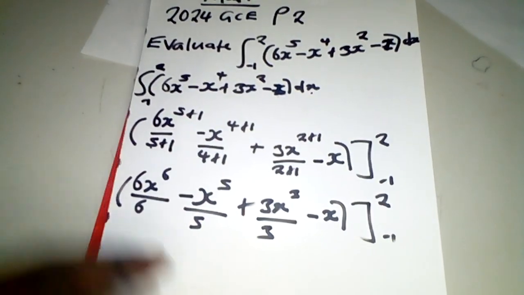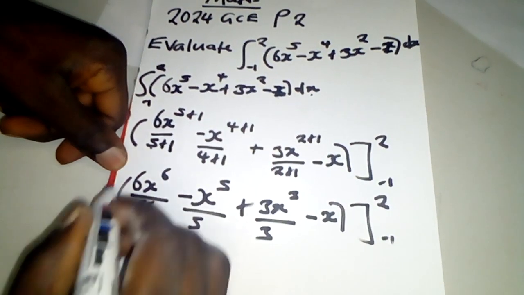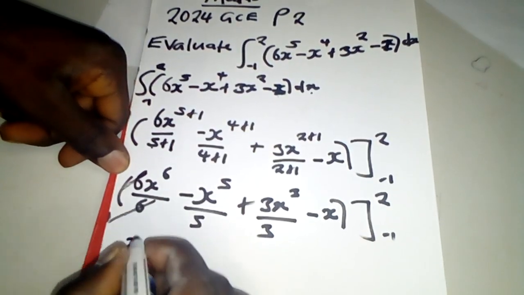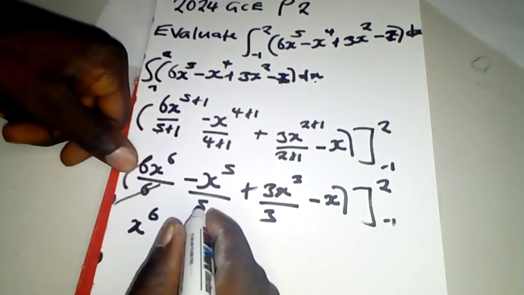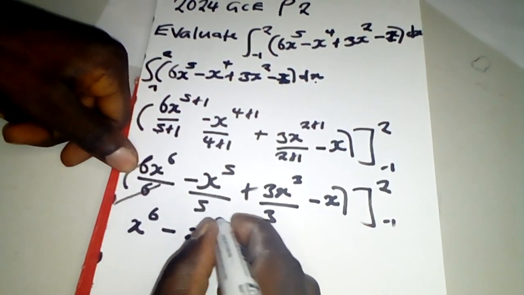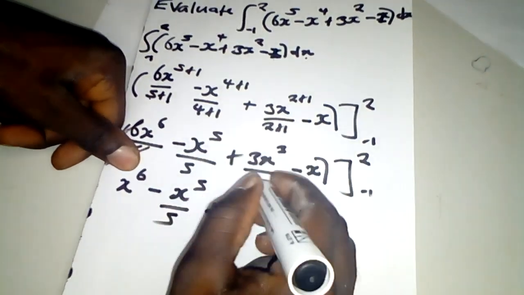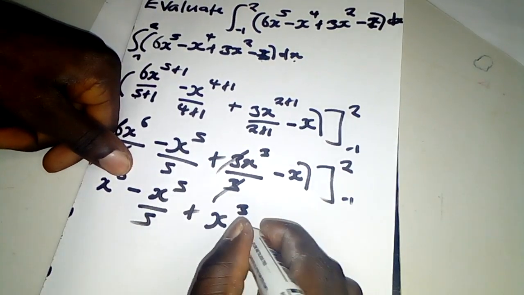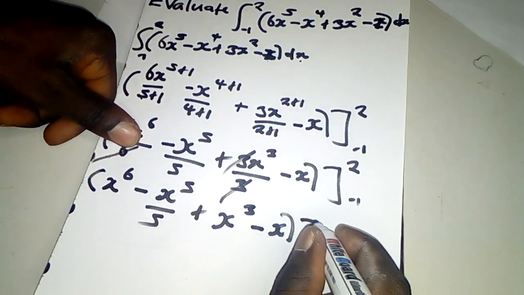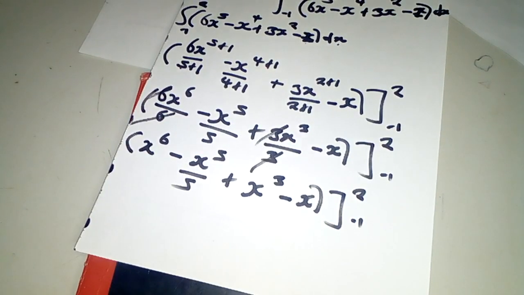Now here we can divide from this part. Now we're going to divide what is common. So 6 into 6, we're going to remain with x to the power 6, okay, like that, minus here we can't divide, so this will remain x to the power 5 divided by 5, plus here 3 into 3, it's 1, so we're going to remain with x to the power 3, minus here it is x. We put this into brackets, then we write the limits this side. Okay, so we are not yet done.